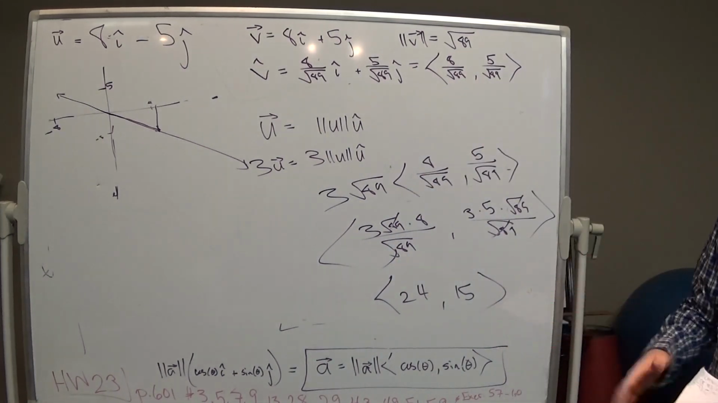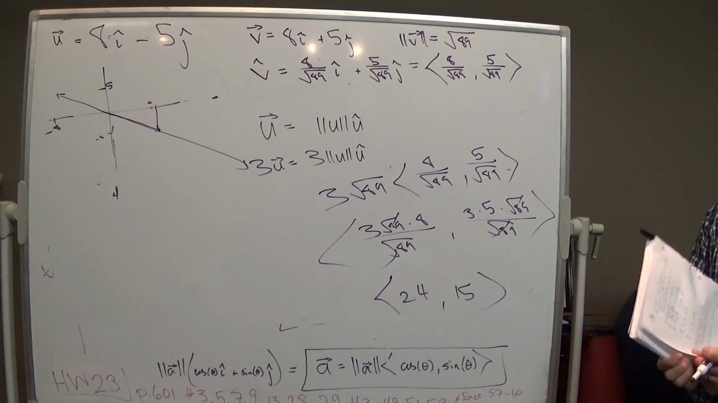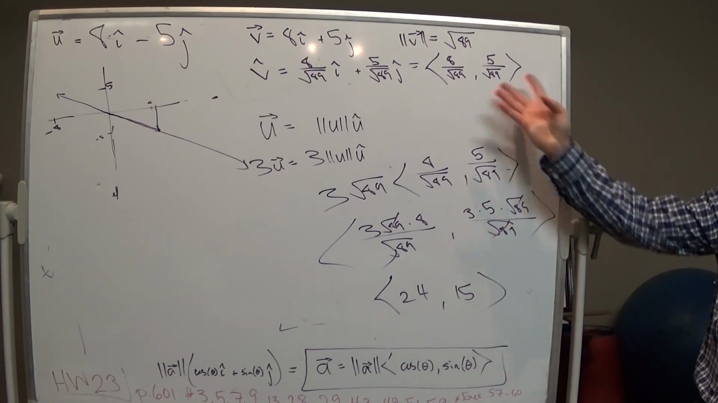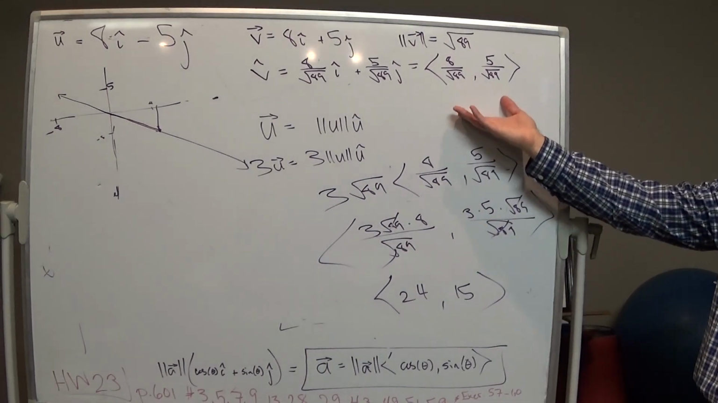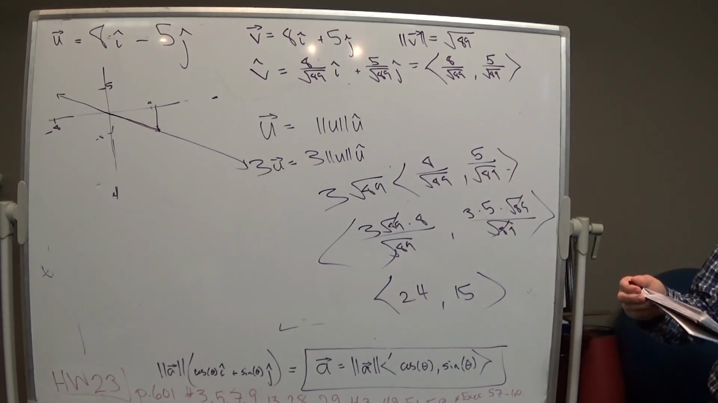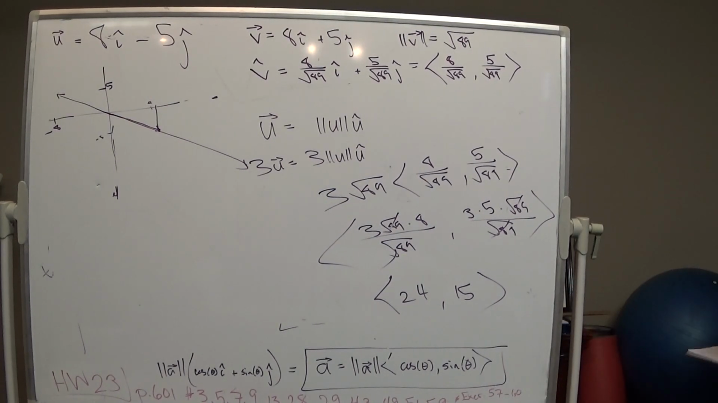So be careful with what they're saying there, because you could waste a lot of time like I did doing this when it's unnecessary. Though it will be necessary to do this in the homework. It'll say find the unit vector, and then it'll tell you to do other things. So that's cool. Okay, finally, the last thing.